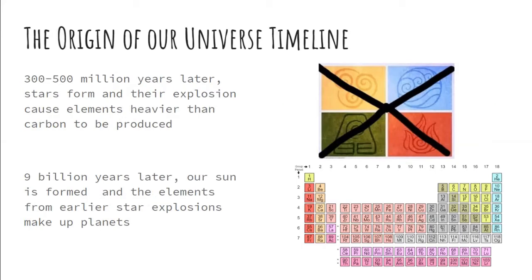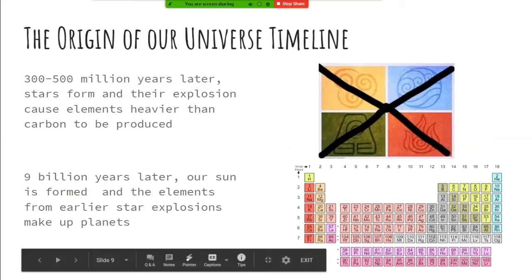Then 300 to 500 million years after the Big Bang, stars have formed, and they go through their lifespans and develop supernovas and different types of explosions. And these explosions, as we talked about in our stars lessons, cause a lot of nuclear fusion, and elements heavier than carbon begin to be produced. And we're not talking about elements such as fire, earth, wind, and water, like Avatar, but the elements of the periodic table.